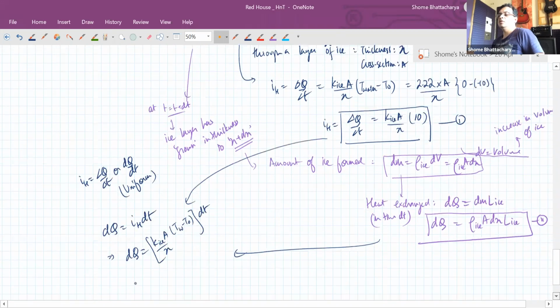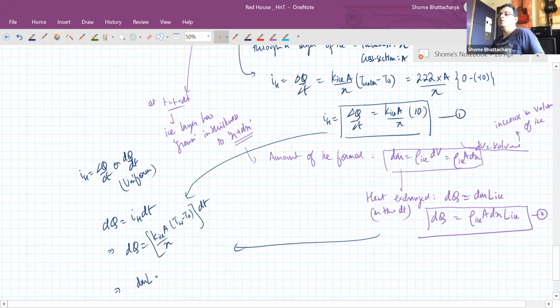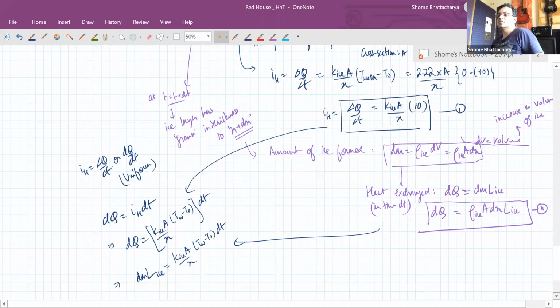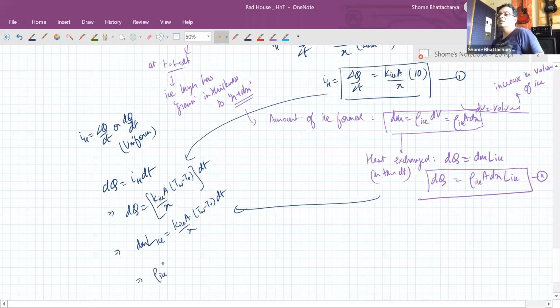So now connect this with this. So dq is equal to dm into latent heat of ice, and further dm depends on dx. So it is density of ice into A dx into latent heat of ice is equal to Ka by x into temperature difference into dt. So everything else is constant, and you'll get a relation in x and time, and that relation will be like this.